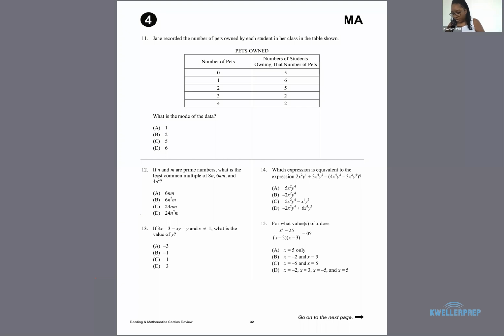Okay, 11. So Jane recorded the number of pets owned by each student in her class in the data table shown. What is the mode of the data? Okay.